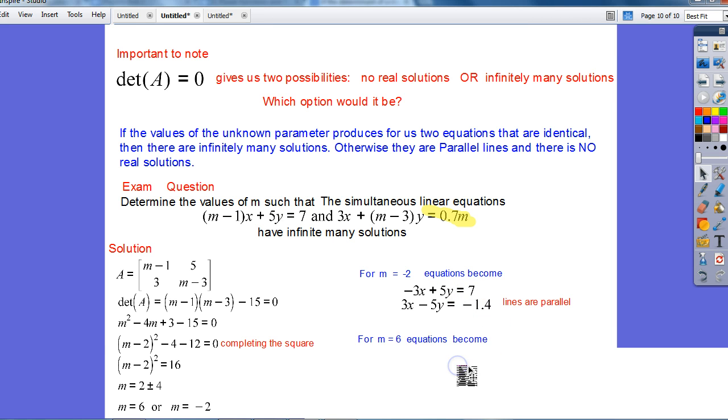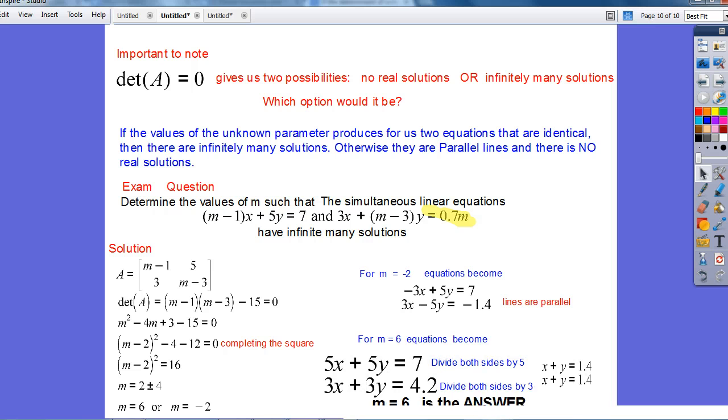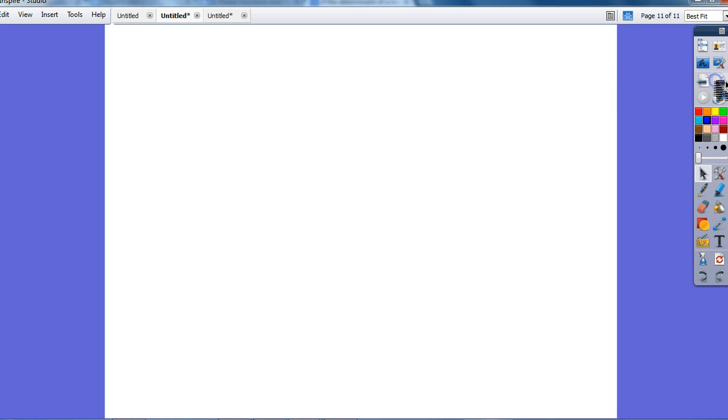Otherwise, when m equals 6, the equations become this. And we're going to see if we simplify these equations, divide both sides by 5, we get x plus y equals 1.4. And the second one, divide both sides by 3, we get x plus y equals 1.4. The same equation. That means we have infinitely many solutions, and m must equal 6. And we're finished. Very good.